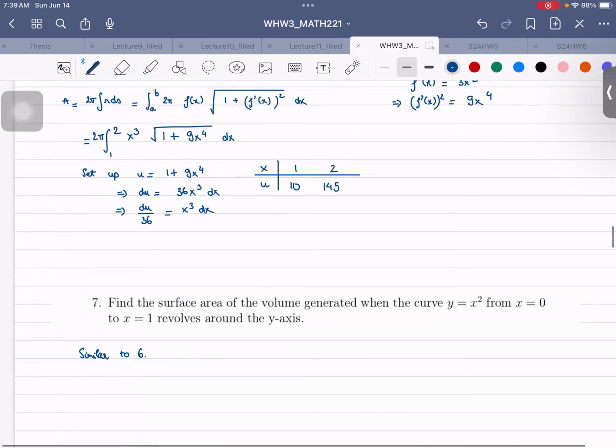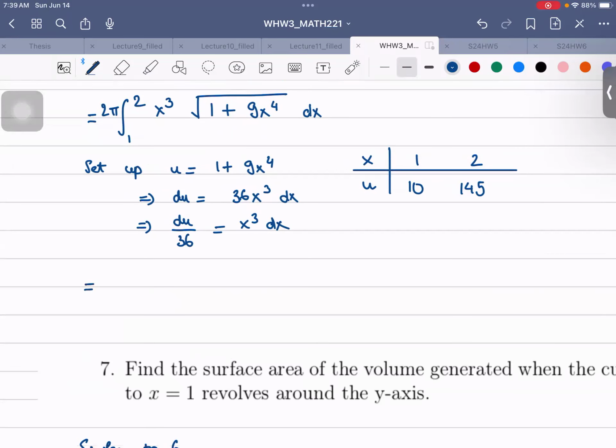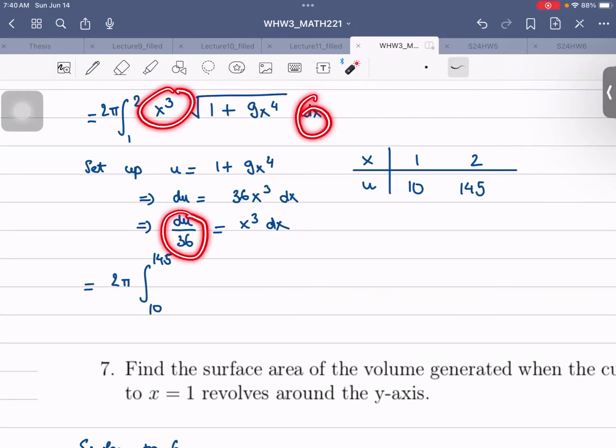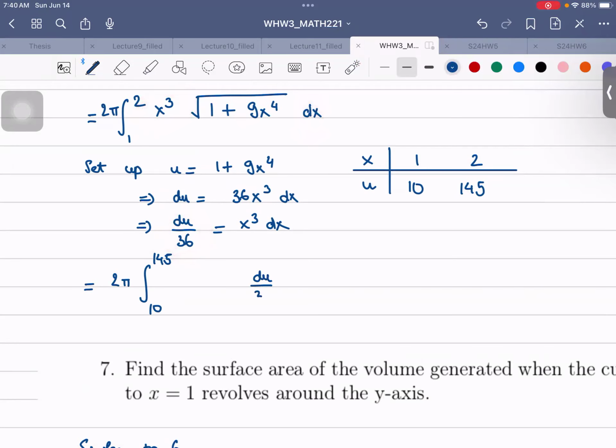And now I'm going to have the integration 2 pi, 10 to 145, x cubed dx is du divided by 36. And the square root of 1 plus 9x to the power of 4 is just the square root of u. And I can bring 1 over 36 outside. I have 2 pi over 36.